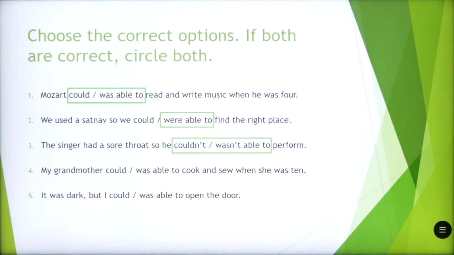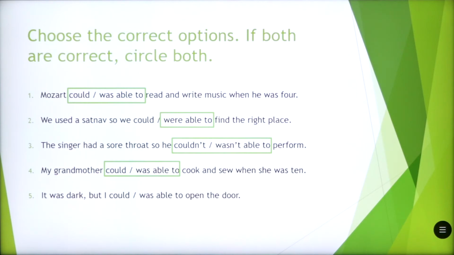Let's go with number 4. My grandmother could or was able to cook and sew when she was 10. So the correct options in this case are both. My grandmother could cook and sew when she was 10, or my grandmother was able to cook and sew when she was 10. Now we have the last sentence.